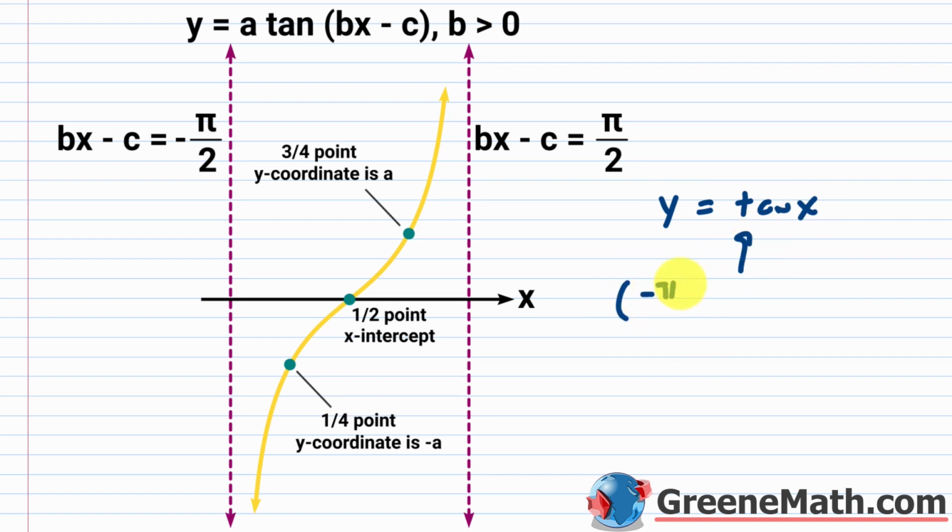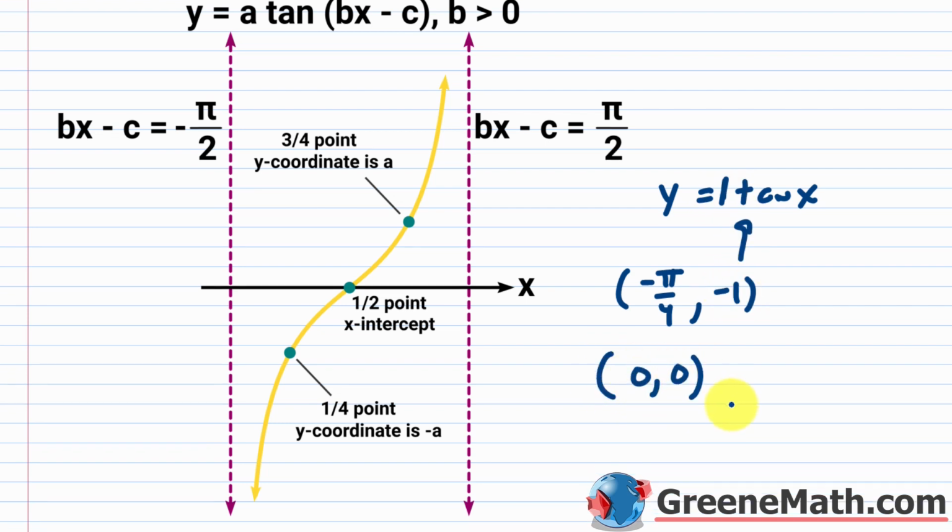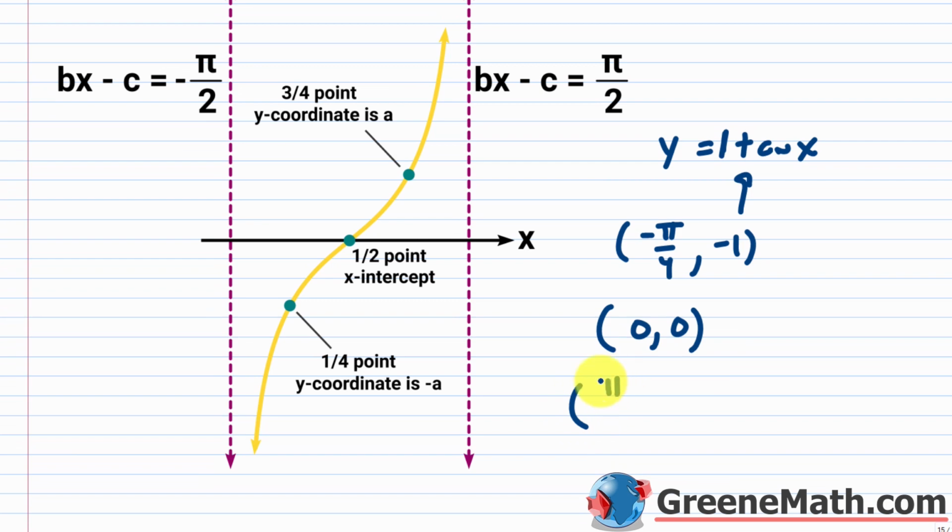You have negative pi over 4, comma, negative 1. Well, you could put a 1 here if you want for clarity. It's the negative of 1. That's how you get that y coordinate. Then you have another point, which is 0, comma, 0. That's just your x-intercept. And then you have another point, which is pi over 4, comma, positive 1. So I would just memorize those 3 points from this basic tangent function. If you do that, you're going to be good to go with any graph that you come across.